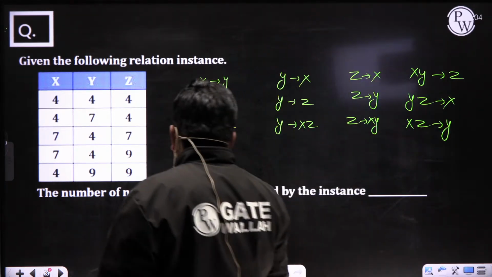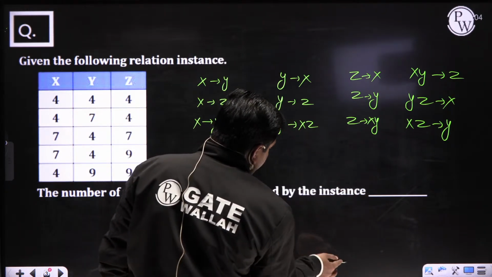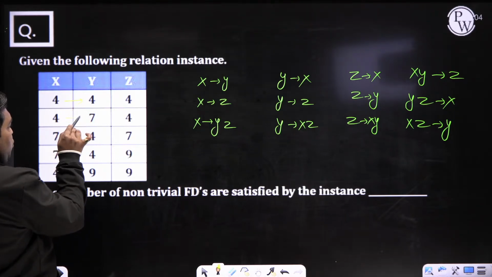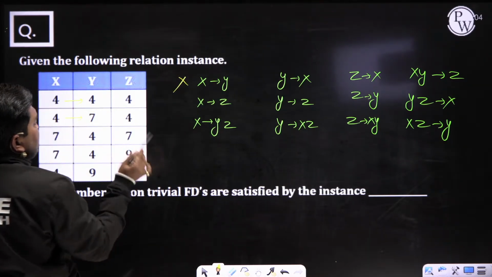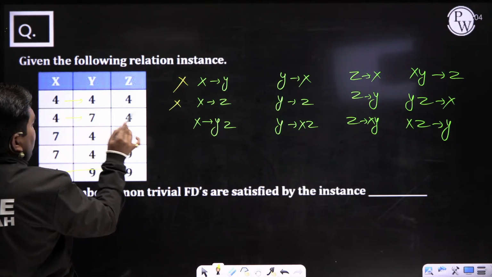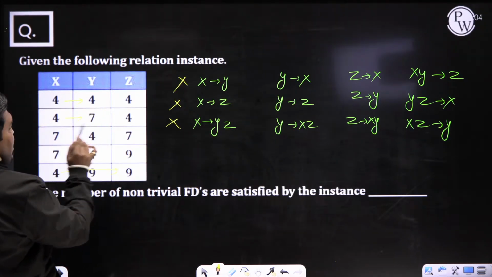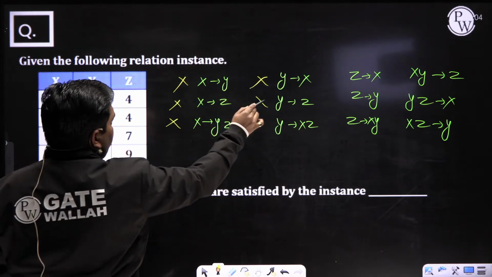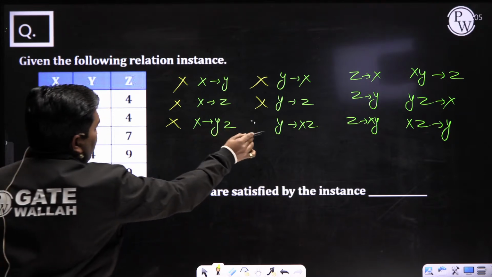Which one is the non-trivial valid FD? Here X tends to Y: 4 tends to 4, 4 tends to 7. Wrong. X tends to Z: 4 tends to 9. That is also wrong. X tends to YZ. Fail. Y tends to X. Also fail. Y tends to Z. Fail. Y tends to XZ. It is also fail.